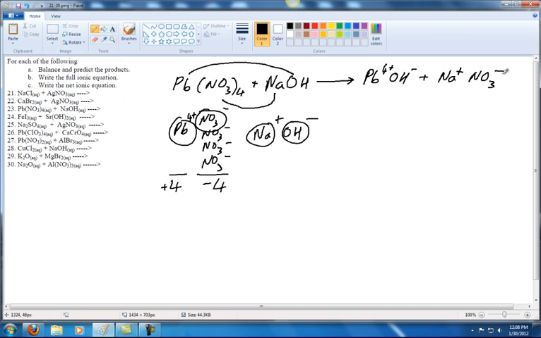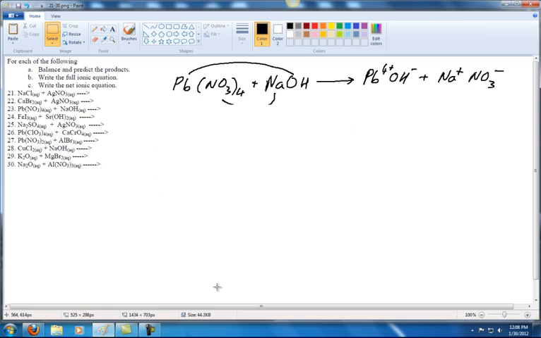Remember, just one of each over the other side. Don't take 4 NO3s over here, we're just doing one of each so we can figure out what the compounds are at the end here. Alright, so we've gotten that far.